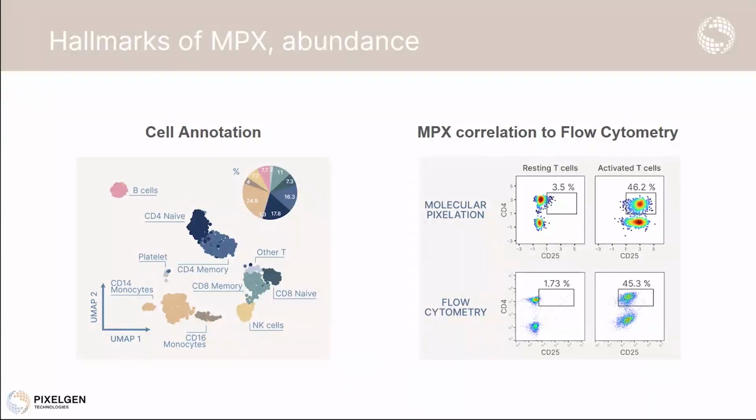But then I want to show a correlation between MPX and flow cytometry. So what you can see here, you have CD25 here in the bottom, and you have resting T cells and activated T cells. And you can see that CD25 is barely expressed in the resting T cells, whereas in the activated T cells, you can see that it's very much expressed. And you can follow how this works, both with flow cytometry, but also with molecular pixelation.